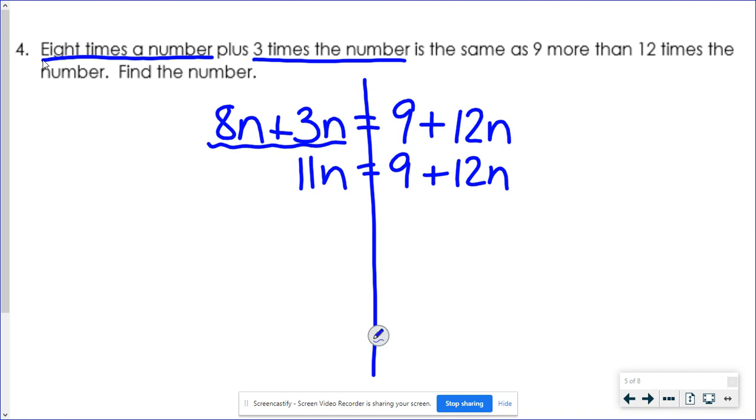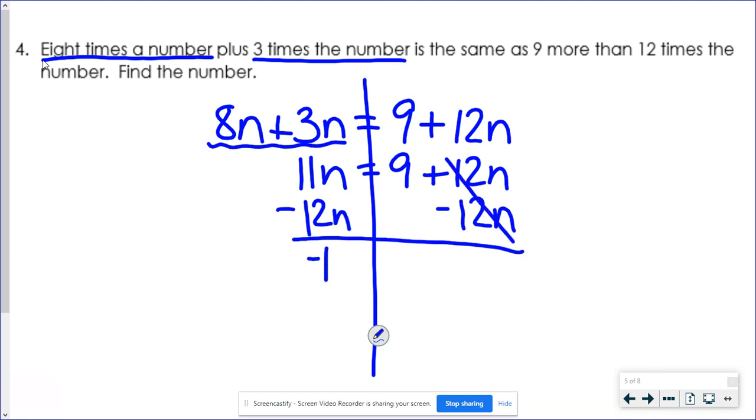But if I don't have anything left on that side, I'm going to need to take a step anyway to move something to that side. So I would just move the 12n. So I'm going to get negative 1n equals positive 9. And then n is going to be negative 9.